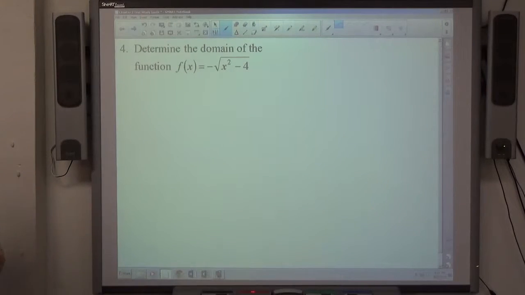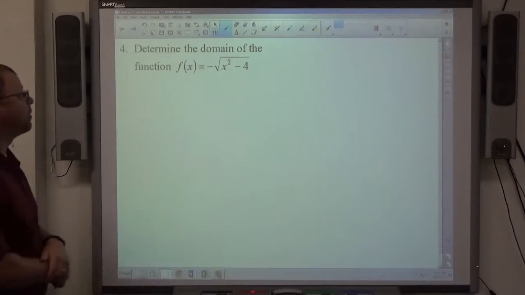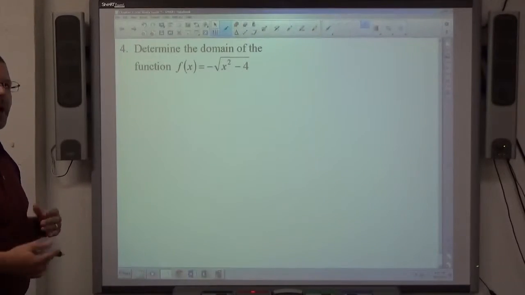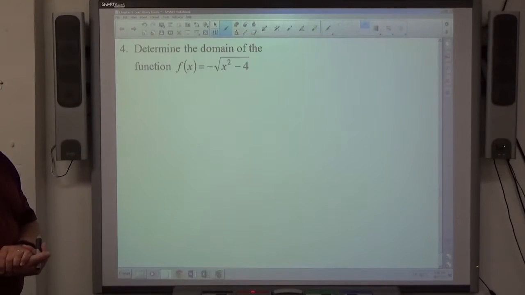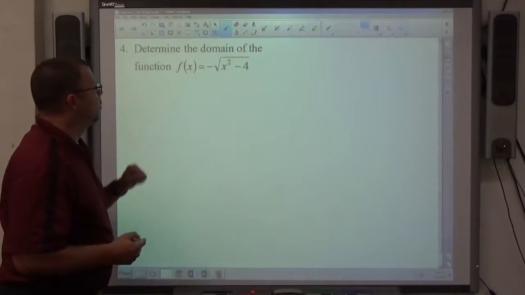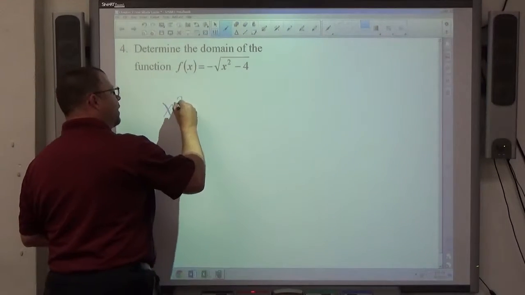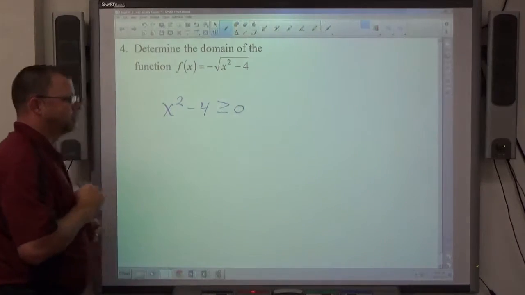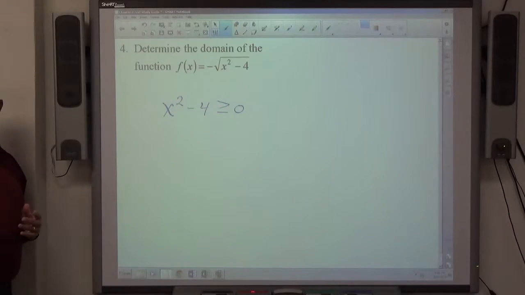Number 4. Determine the domain of the function f of x equals negative square root of x squared minus 4. Domain is about restriction of functions. Square root functions restriction is that the radicand must be greater than or equal to 0. Okay, that would be the first step I'd expect to see on your paper.